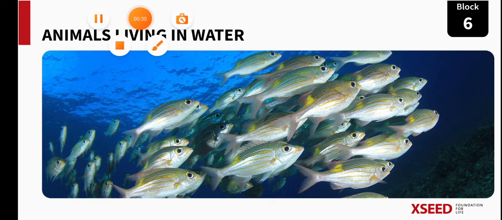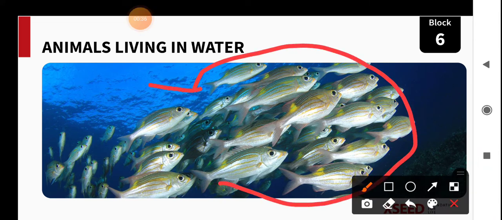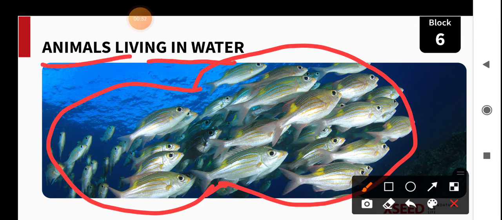You can see in the picture what living things you are able to see. These are nothing but fishes. So, fishes live in water. What special features help them to live in water? That's what you are going to learn in today's class. So, our today's topic is animals living in water.